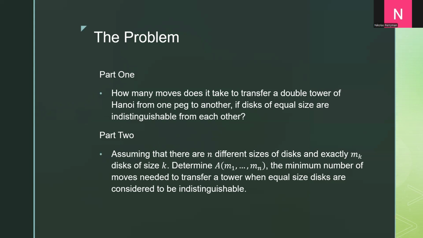So the problem that I had was actually two parts. Part one was how many moves does it take to transfer a double tower of Hanoi from one peg to another if disks of equal size are indistinguishable from each other. Part two, assuming that there are n different sizes of disks and exactly m sub k disks of size k, determine the minimum number of moves needed to transfer a tower when equal sized disks are considered to be indistinguishable.